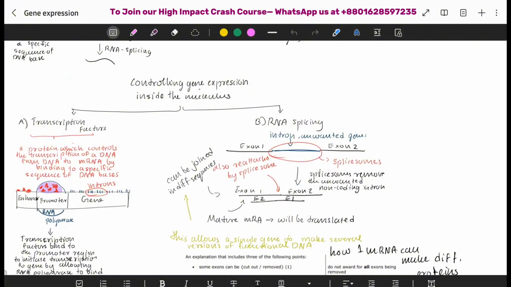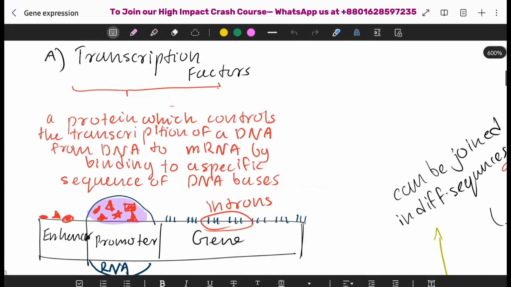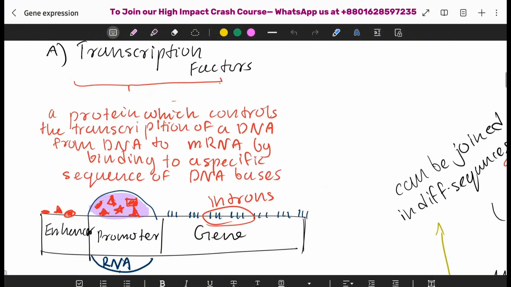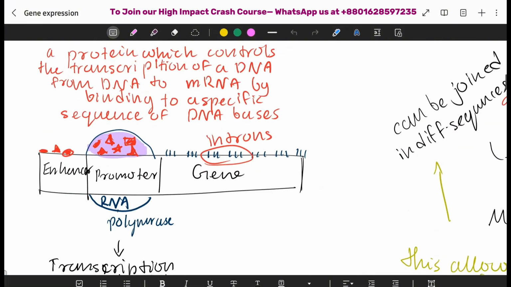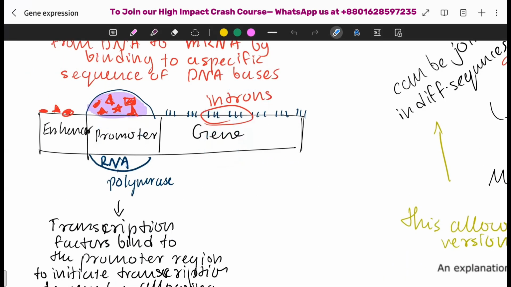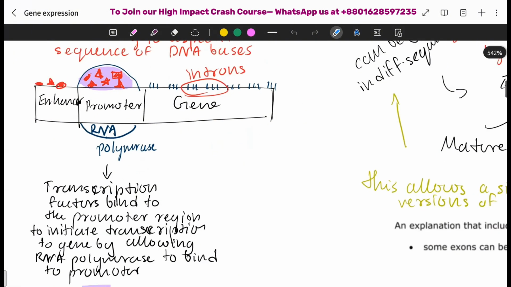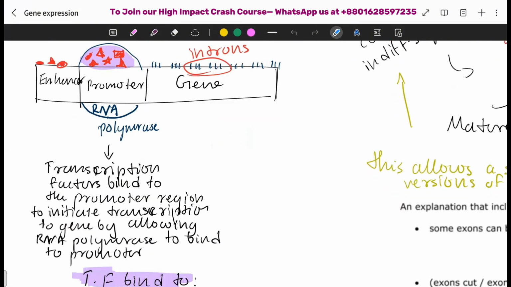Transcription factors. A protein which will control the transcription from DNA to mRNA, as I told you, by binding to a specific sequence of DNA bases. So here we have the enhancer, the promoter region, the gene, introns, exons. The transcription factor will bind to the promoter region and it will initiate the transcription. It will allow the RNA polymerase to bind to the promoter.